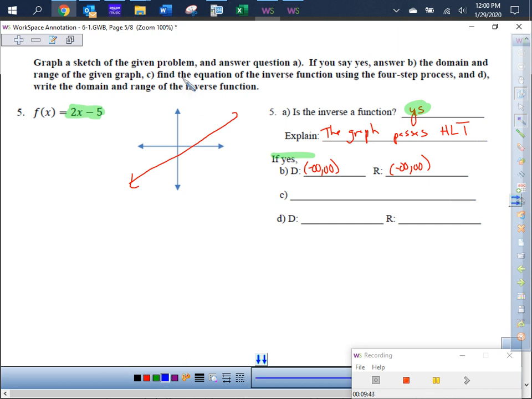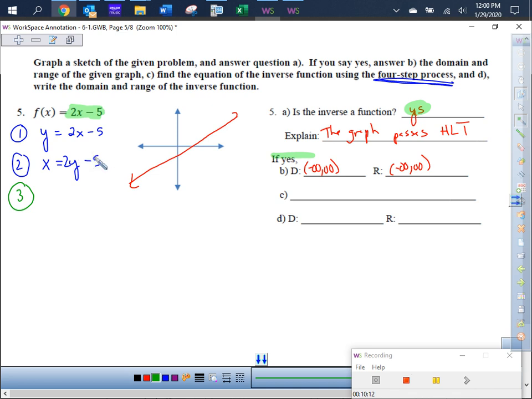Part C says find the equation of the inverse using the 4-step process. That's what we did on Desmos last time. We have to do the 4 steps. The first step was to change f of x to a y. The second step is the true inverse step. That's where you switch x and y around. That's what inverses are all about. Then step 3, we're going to solve for y.